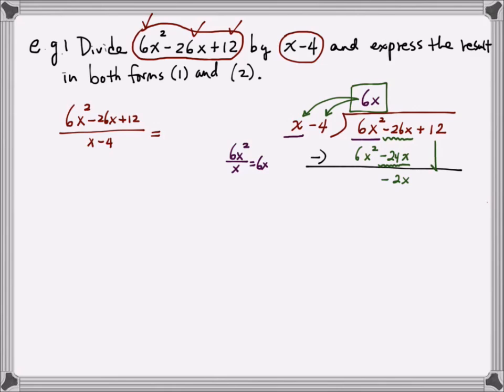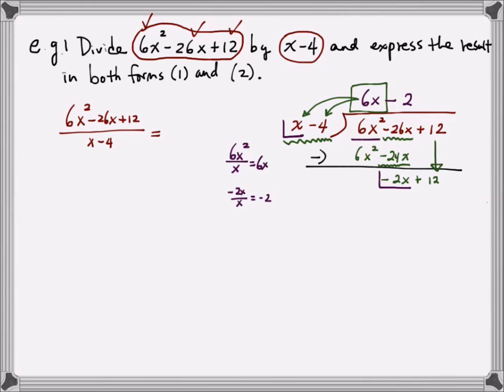Next, I need to carry down as many terms as needed in order to match up the number of terms in my divisor. In this case, I have 2 terms in my divisor, which means I need to carry one more term down from my dividend. Once the number of terms match up, I do the same process of taking the leading term in my dividend divided by the leading term in the divisor. In this case, it would be negative 2x divided by x, and that gives me negative 2. This is a term that's going to go into my quotient.